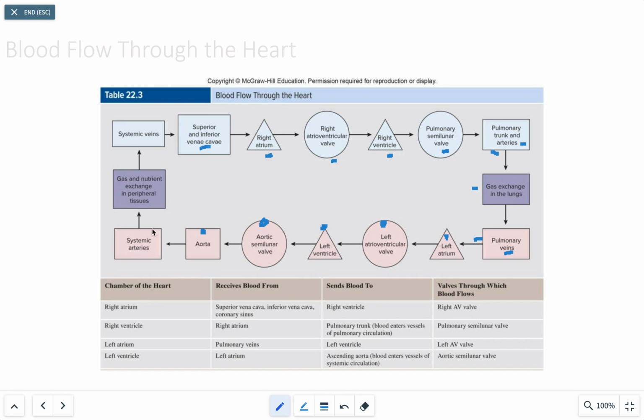And then once it exits the three branches at the top, the brachiocephalic, the left common carotid, and the left subclavian, it'll enter into the systemic arterial system, which then will have an exchange of gases and nutrients in the peripheral tissues. So this is just a general pathway for blood flow through the heart.